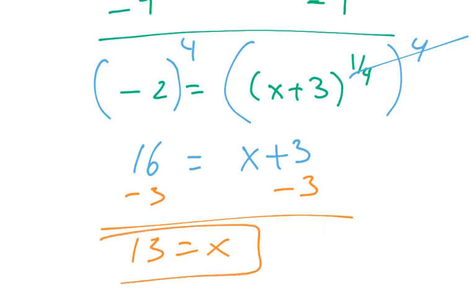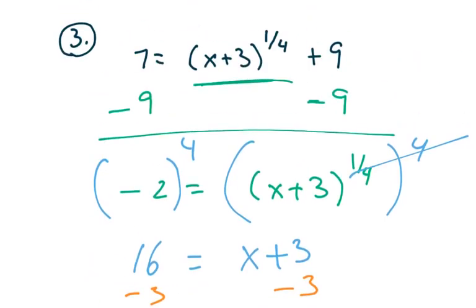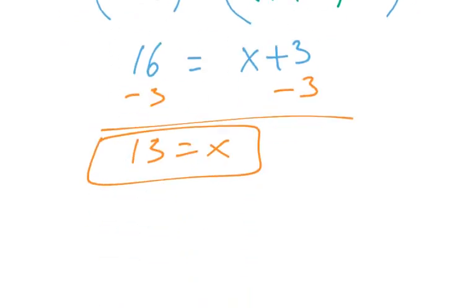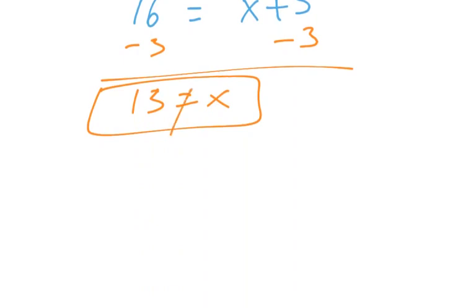Again, I want to emphasize, I know we keep getting it to work out, but we want to plug 13 back in here. 13 plus 3 is 16. The 4th root of 16 is 2, and we're left with 2 plus 9, which is not 7. So this actually does not have, this is no solution. There is no answer to this.